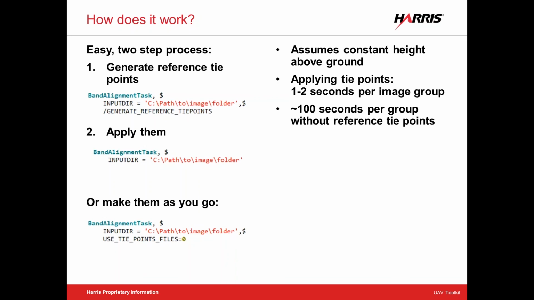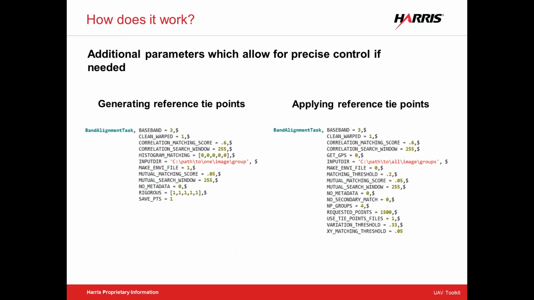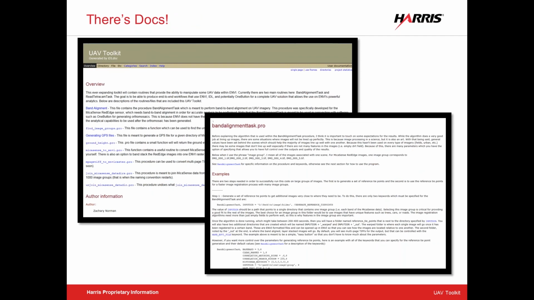Since these do wrap all of ENVI's tasks for generating type points, there are a lot of different parameters that I have available in order to control them better. There are a lot of parameters and options here, and it can be kind of confusing. It's nothing to worry about because there's documentation. All of the different parameters for each task or procedure are outlined.